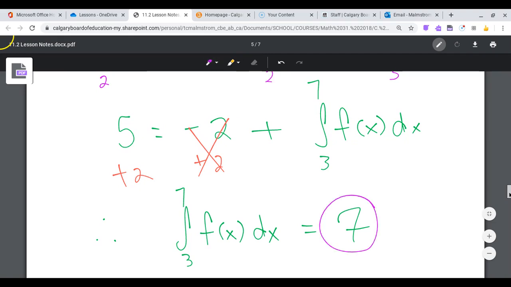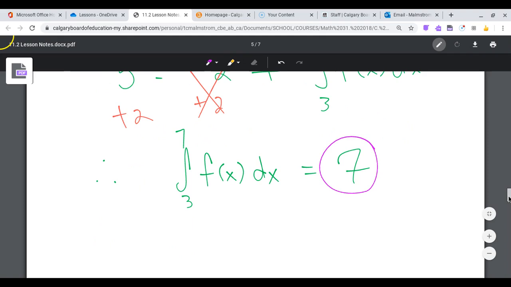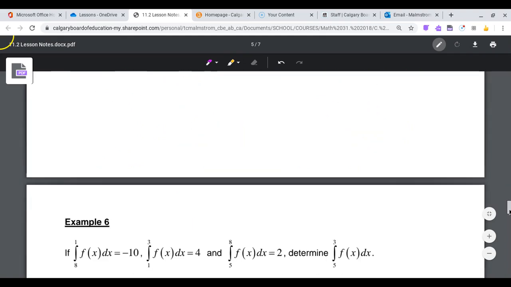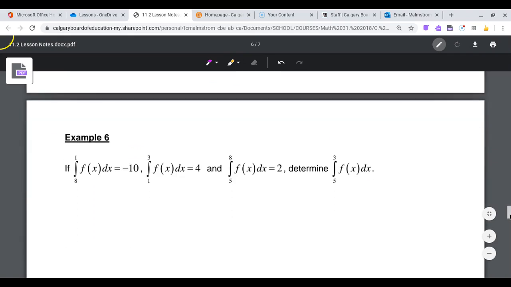Okay, now the next example, I know yours has a typo. It says examples 8 and 9. It's really examples 5 and 6. So here we are at the next example.